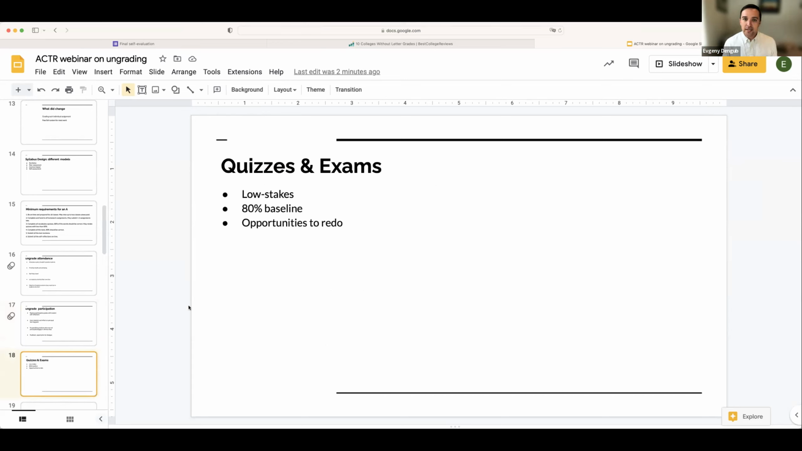All right, quizzes and exams. In the ungraded classroom, they're still there. They're low stakes. Different people establish different baselines. My baseline is 80%. So if it's less than 80%, I ask students to retake, redo, whether it's homework or vocabulary quiz or test. And it usually takes one time. Although I might say, well, it's unlimited retakes. You can take it as many times until you learn.